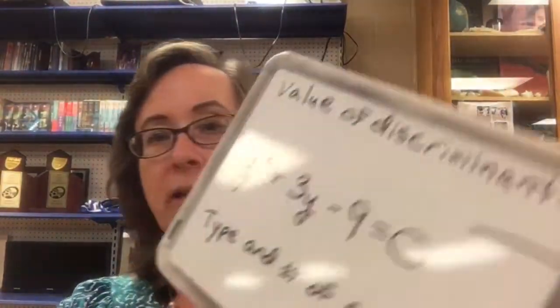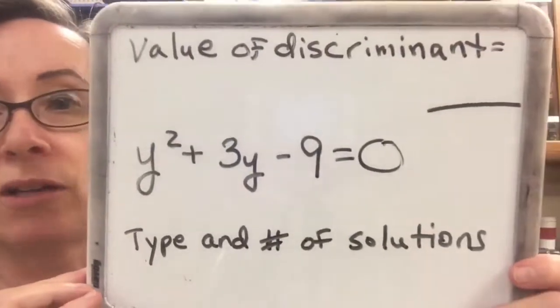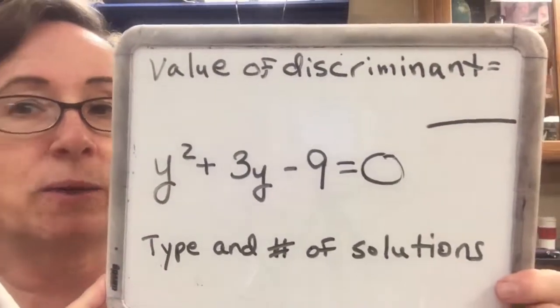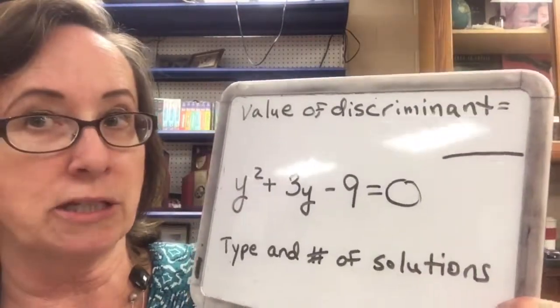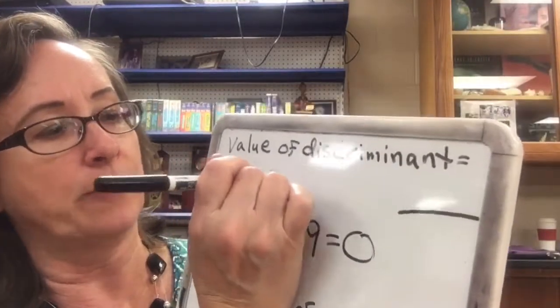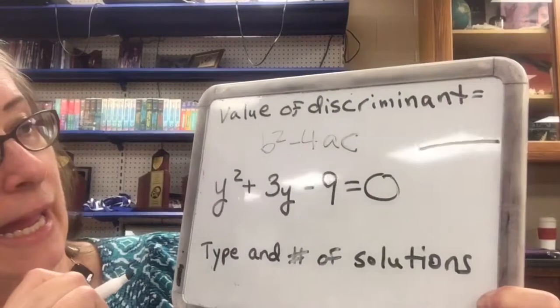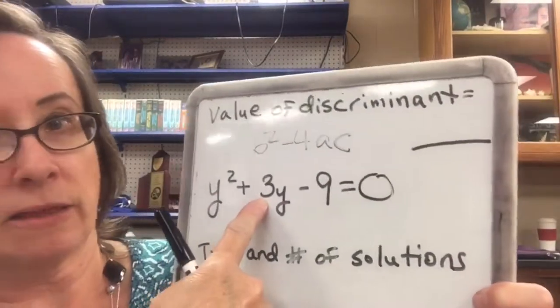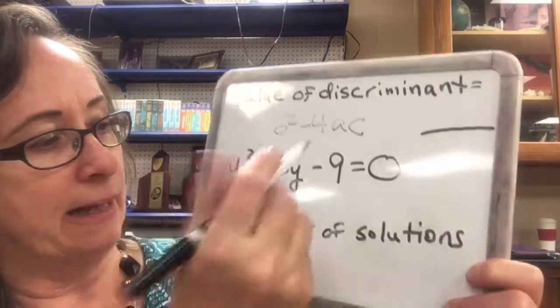So here we have an equation, and we're going to evaluate the discriminant of this equation. We're not going to solve the equation. We're just trying to find out what types of solutions it would have. Is it going to have real solutions, imaginary solutions, what? So we're looking at b squared minus 4ac. And our b is 3, so b squared would be 9.